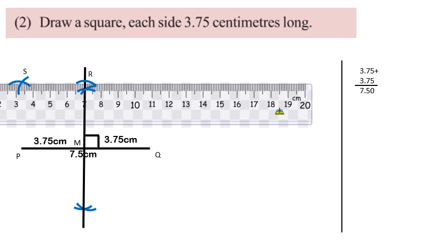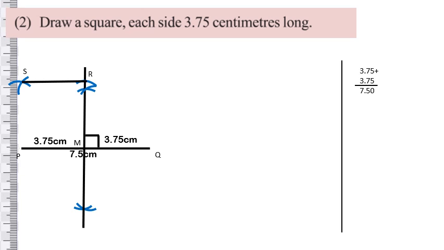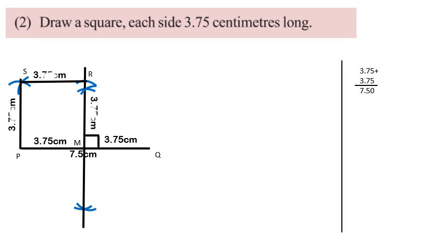By using a ruler, join points R and S and points P and S. Now we get PMRS, a square with each side 3.75 centimeters long. This is the answer.